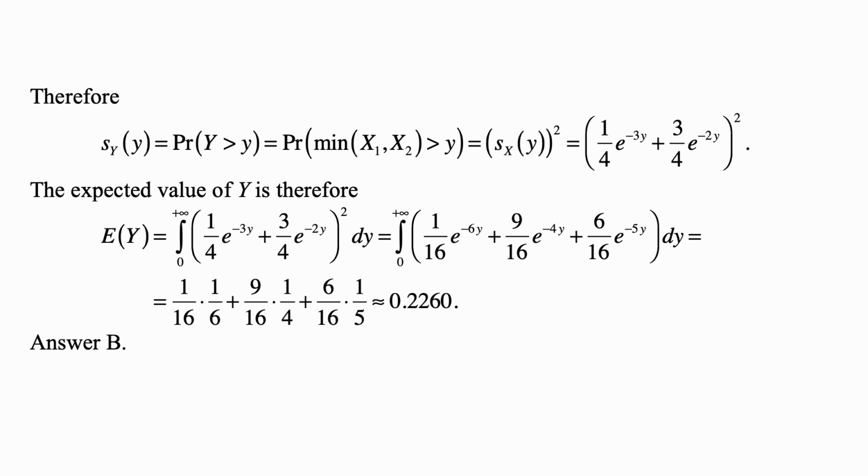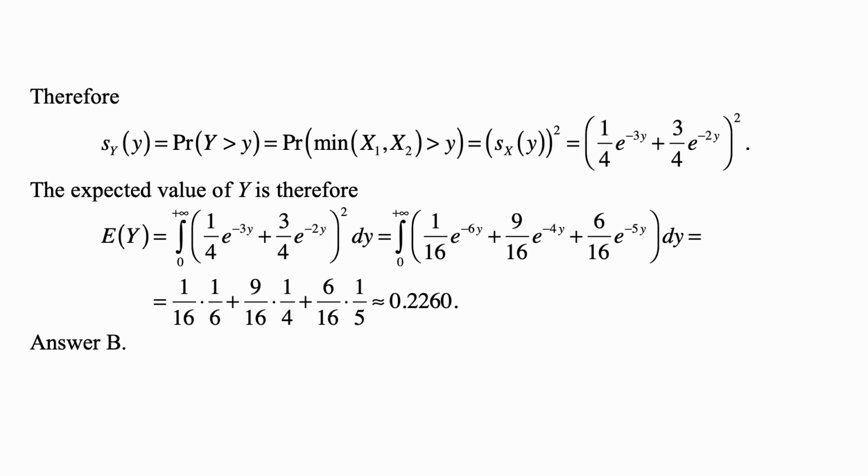And so this is the probability that X1 is greater than y and X2 is greater than y. And because they're independent, that's just the probability that X1 is greater than y times the probability that X2 is greater than y, which is the survival function of this distribution X evaluated at y, squared. So it's 1/4 e to the minus 3y plus 3/4 e to the minus 2y, the whole expression squared.